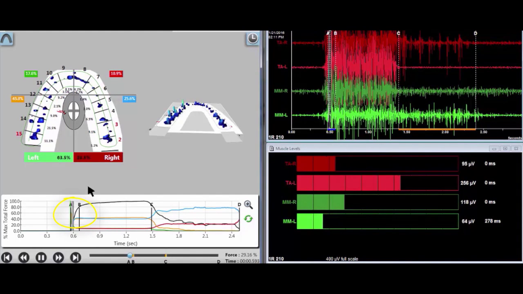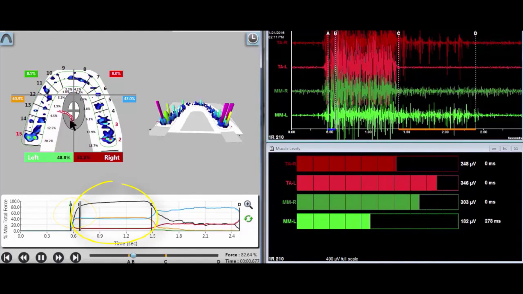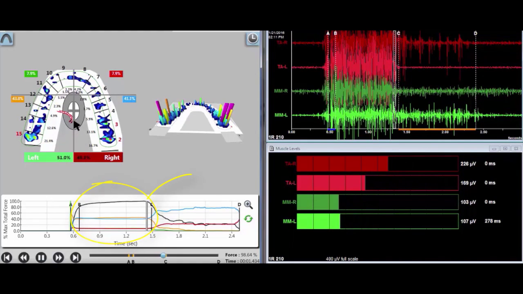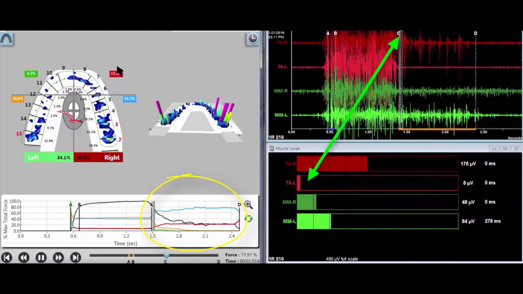The patient hits initially on 9, 10, and 14. Clenching between the B and C line. Notice on the right side on the EMG, the upper right quadrant. Notice how TAL after C is very flat. But right now it's very hyper. Right disclusion time begins at this point.